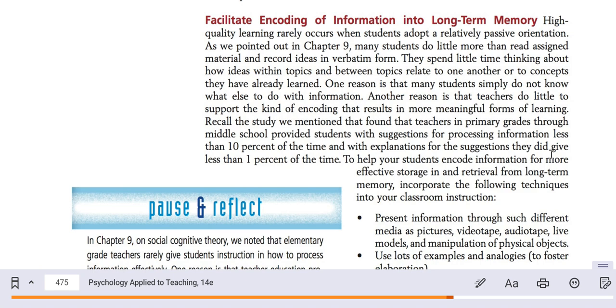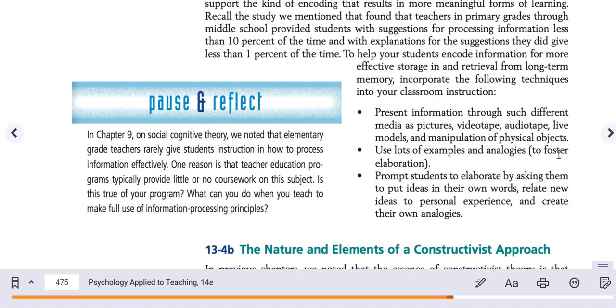Another reason is that teachers do little to support the kind of encoding that results in more meaningful forms of learning. Recall the study we mentioned that found that teachers in primary grades through middle school provided students with suggestions for processing information less than 10% of the time, and with explanations for the suggestions they did give less than 1% of the time. To help your students encode information for more effective storage in and retrieval from long-term memory, incorporate the following techniques into your classroom instruction.